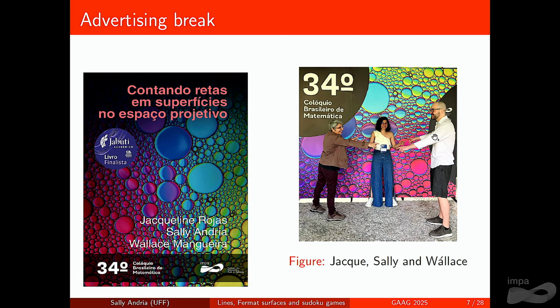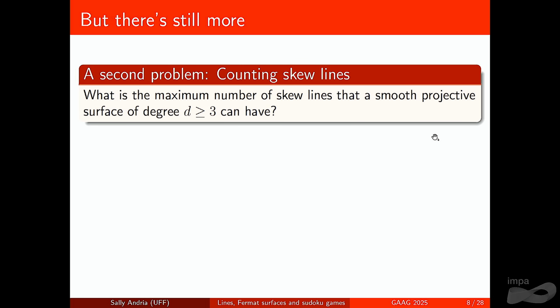This book was important for us because we started to study the lines, these problems. So far we have seen lines, we have seen Fermat surfaces, and I need to talk about Sudoku games. But calm down. Another problem related to this classical problem is counting skew lines. What is the maximum number of pairwise disjoint lines that a smooth projective surface of degree D can have?